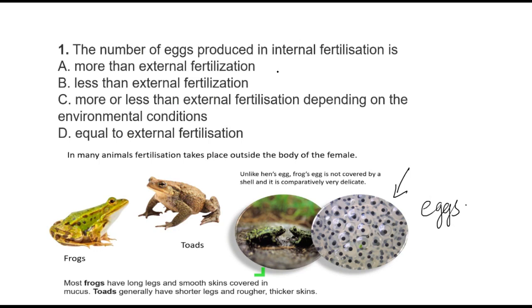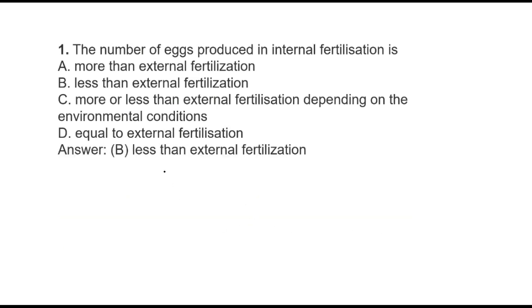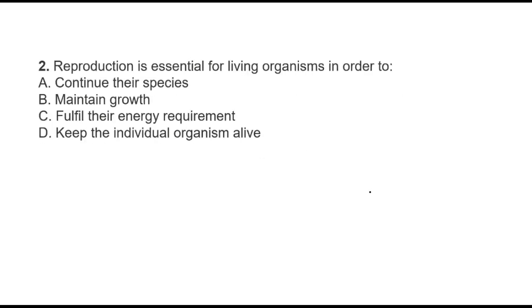And therefore our question is, the number of eggs produced in internal fertilization should be less than external fertilization, because in external fertilization the number of eggs will be in thousands. You can see this, and this is what we have studied. So the answer for this question is less than external fertilization. I hope you have understood. We'll go for the next question here.